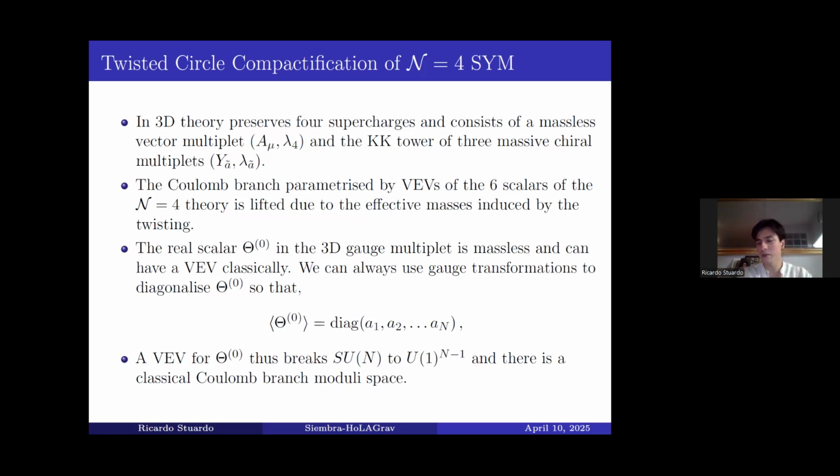This is something that we're going to see as well from holography. However, from the reduction of the gauge field, we will get a new scalar, which indeed can take VEVs, and it will parameterize a one-dimensional Coulomb branch. But for what we're going to discuss, we're not going to break the gauge symmetry. Oh, if I'm going too fast, please tell me.